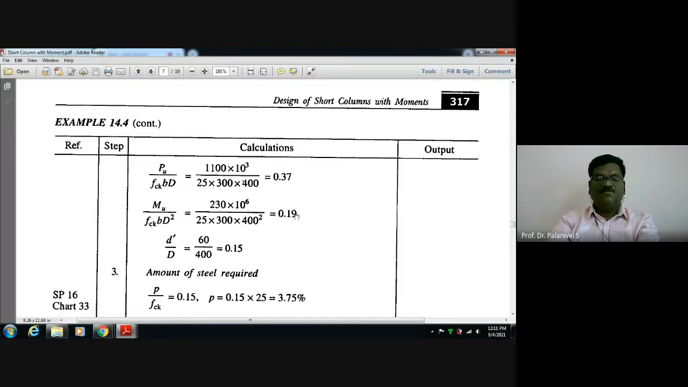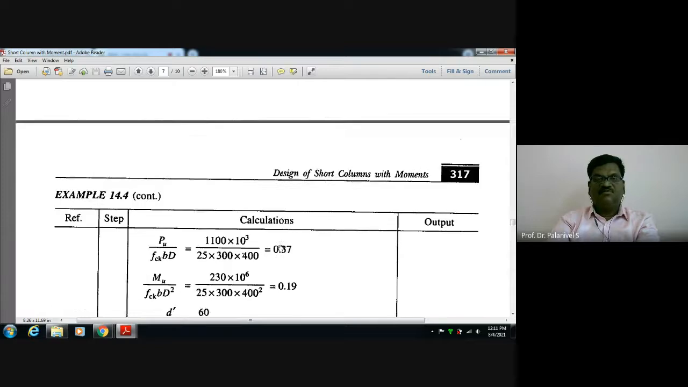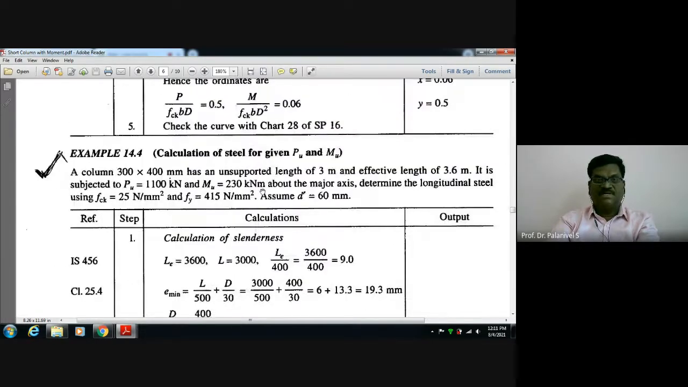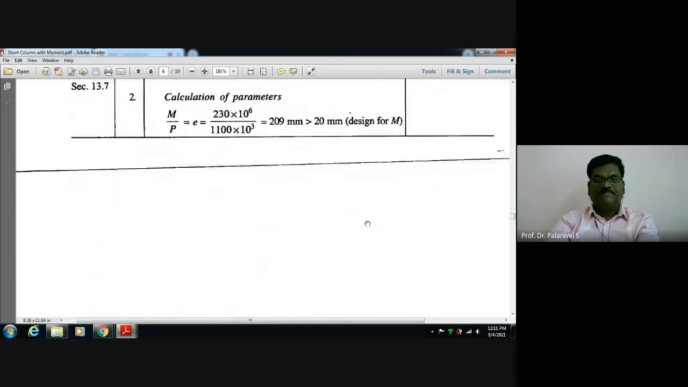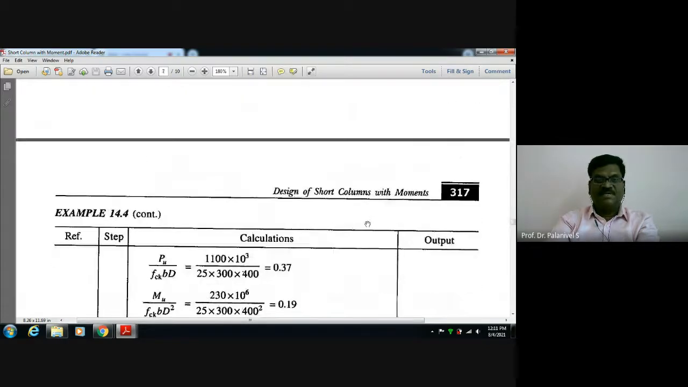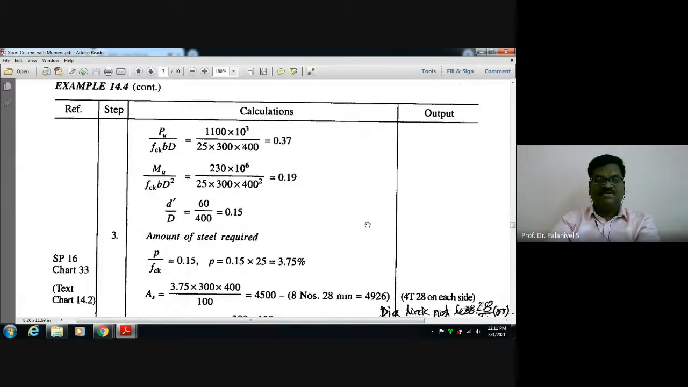And also the cover ratio, d dash by D, the cover is also to be given in this problem. Is the cover given? No, it's not given. Just see, yes, d dash is given as 60 mm. If it is not given, you have to take it as 50 mm. Remember, all of you, if the cover is missing, you have to assume it suitably. Normally it will be 50 mm.